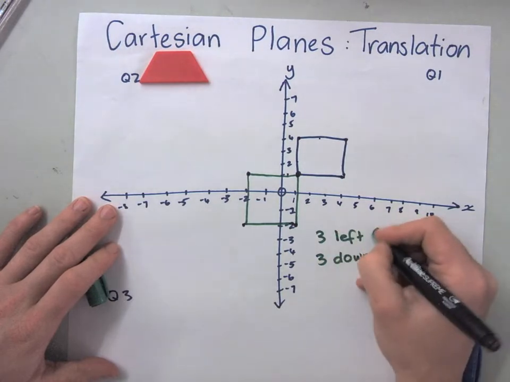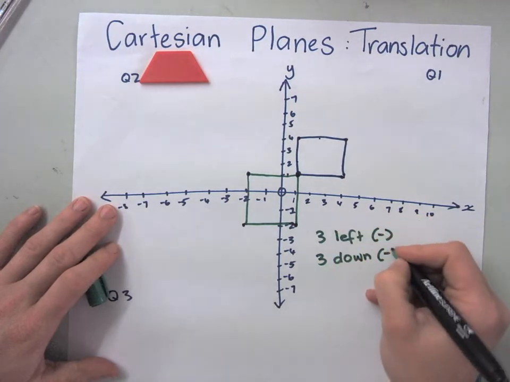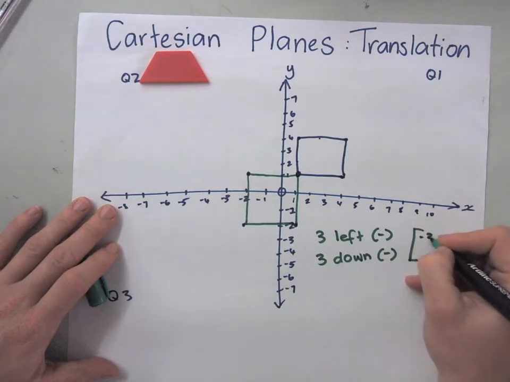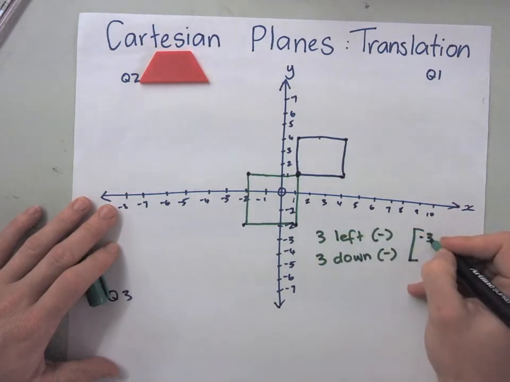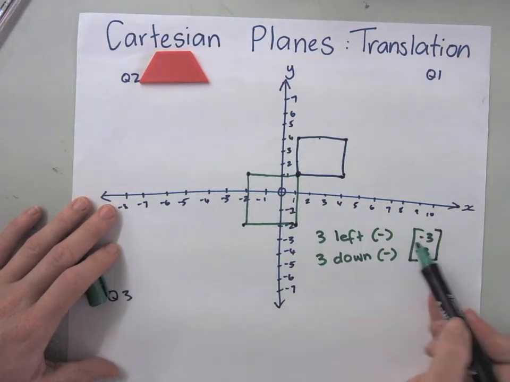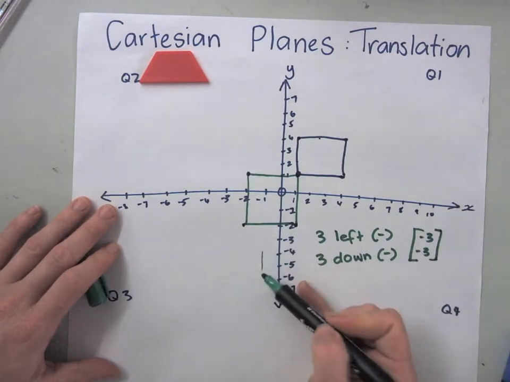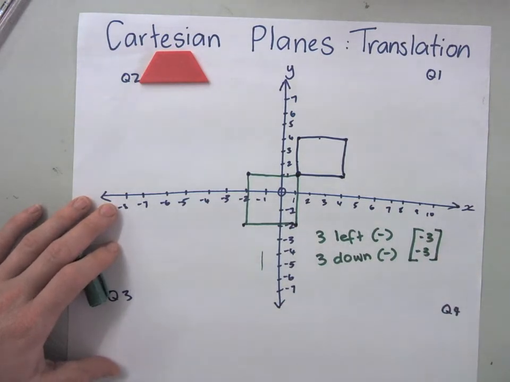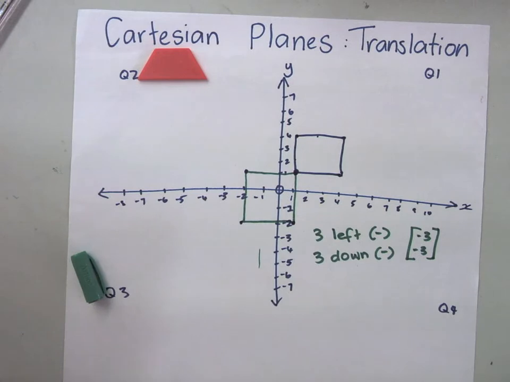Now left we know is in the negative direction and down we know is the negative direction. So then we would write our vector as -3 for the x-axis and -3 for the y-axis because it travelled left and then down. And left and down are both negative numbers. So that is how we translate shapes. So we can continue to do that with absolutely any shape.